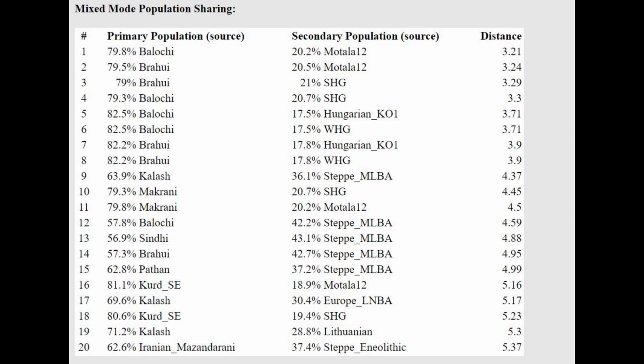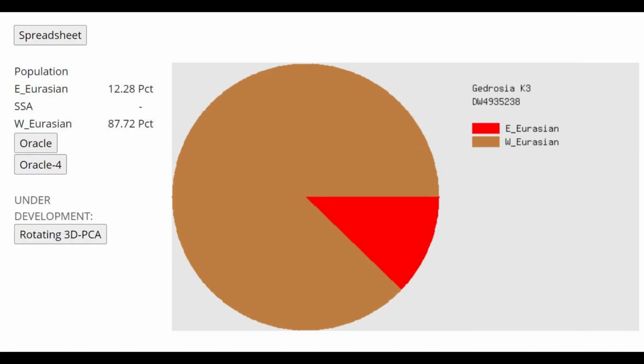But he's getting modeled as a mixture of Baloch plus, it seems, some kind of European hunter-gatherers. There's also Iranian Mazandarani, that's the very last line. Iranian Mazandarani plus Steppe Neolithic. And this is what he scores with Gedrosia K3. Pretty much, it seems 7/8 West Eurasian and 1/8 East Eurasian is his ancestry.